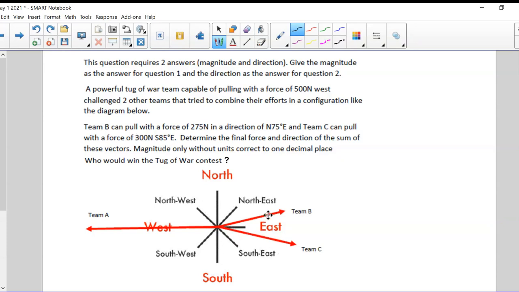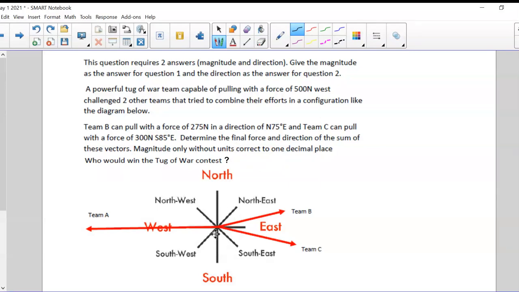We can go over what that means. I did talk about that when we started looking at vectors earlier on. That's really 85 degrees east of south. We can hopefully come back and look at this if we have some time at the end of the class. So the question is, determine the final force and direction of the sum of the vectors. Give the magnitude without units, correct to one decimal place. We will put units on it of newtons. I just copied this from a question I gave to another class at another time, so that's why some of it might not sound as if I've edited it for your class, but I will.